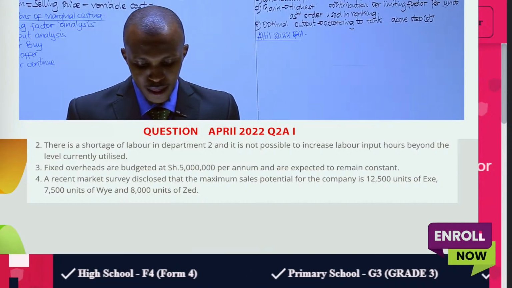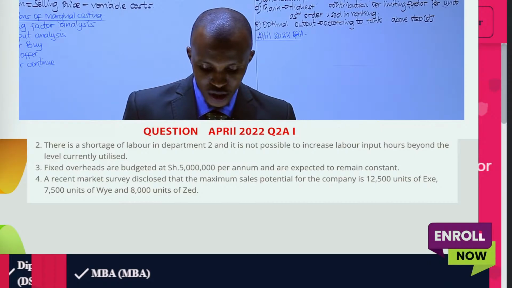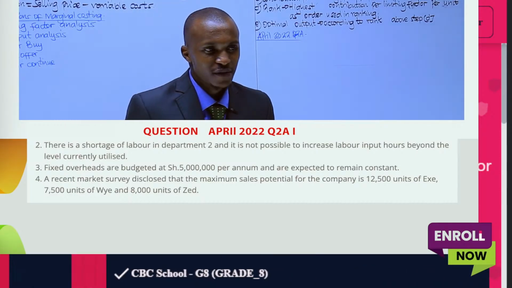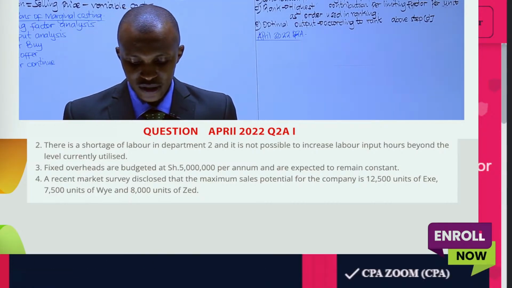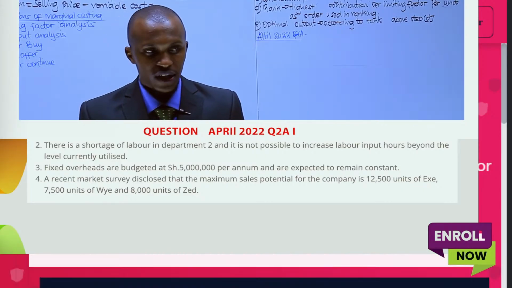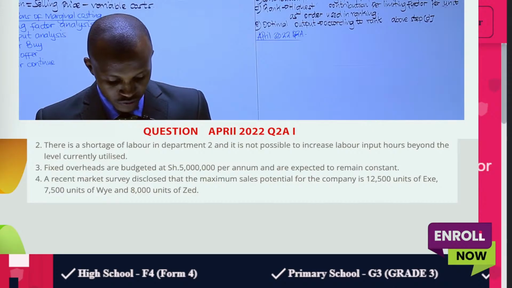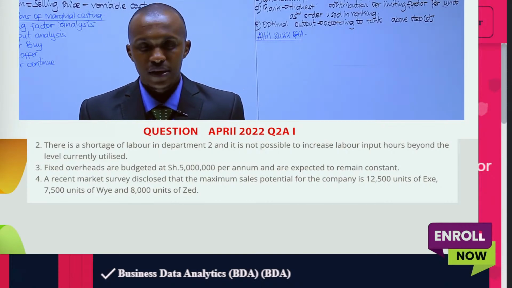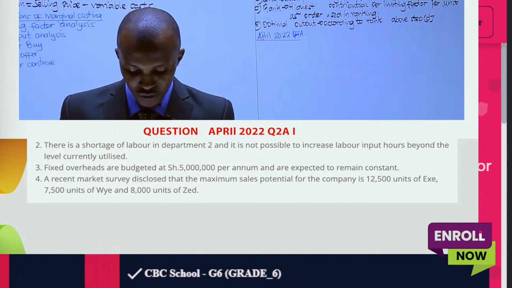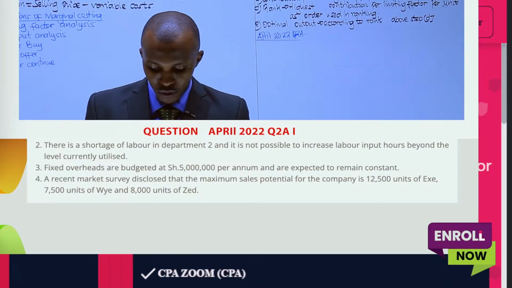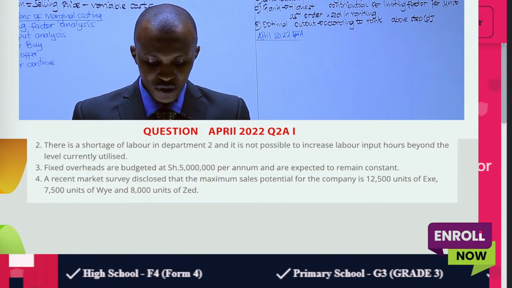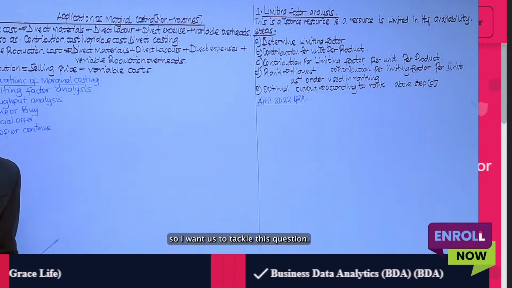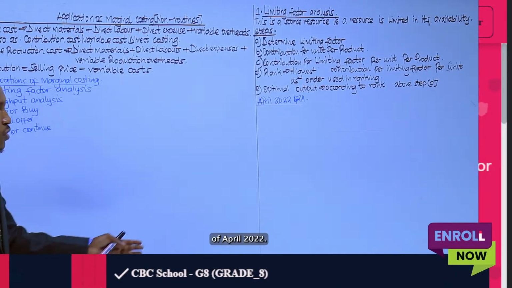Number 2, if there is a shortage of labor in Department 2 and it is not possible to increase labor input hours beyond the fully utilized current hours. Fixed overheads are budgeted at 5 million shillings per annum and are expected to remain constant. A recent market survey disclosed that the maximum sales potential for the company is 12,500 units of X, 7,500 units of Y, and 8,000 units of Z. Advise the management of Zinc Limited on the most profitable production mix and the optimal profit using limiting factor.